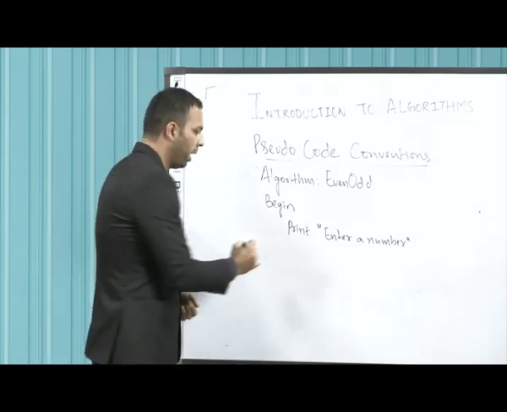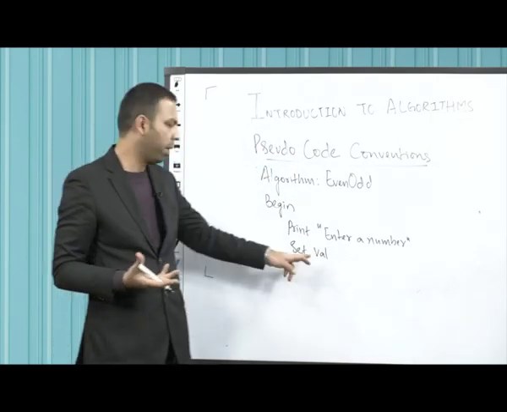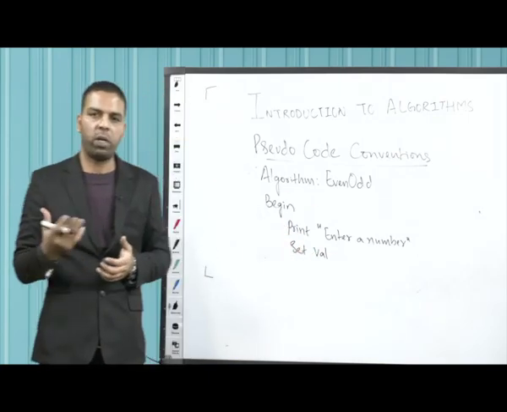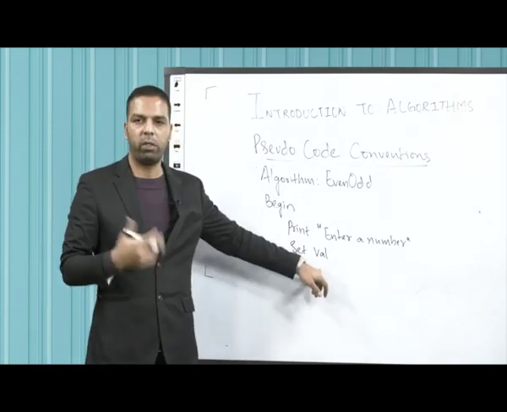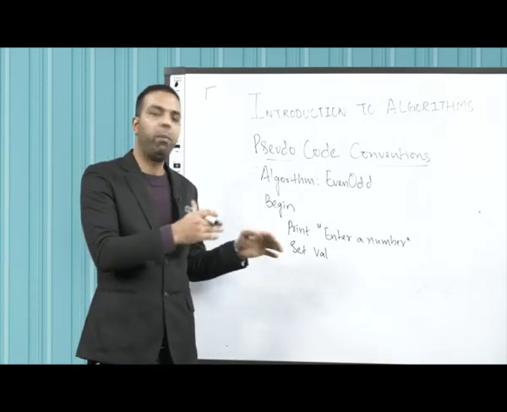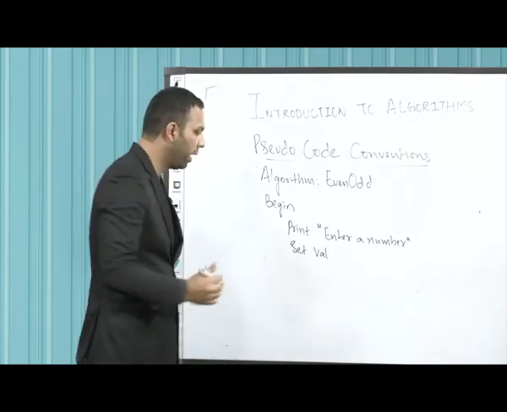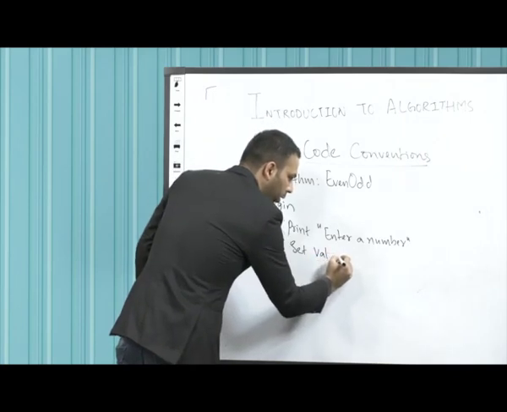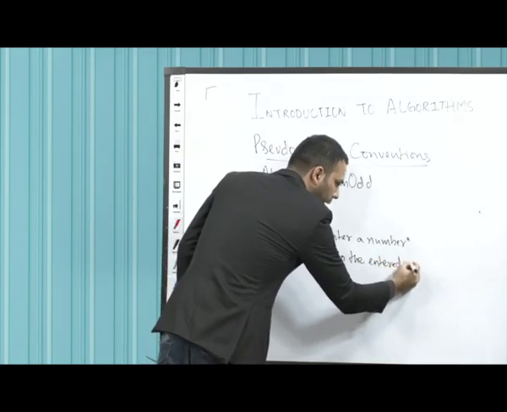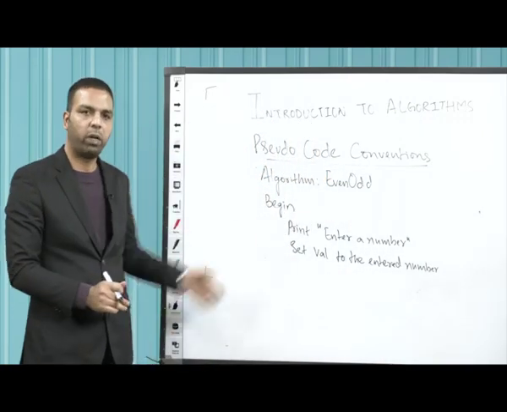Then I'll set val. val is a simple variable, so I don't need to declare it. You might be confused, because if we are using a C program or a Java program, before using this variable we have to declare its type. Because this is an algorithm, we don't go into that detail. That will be when we implement this algorithm as a computer program, okay? So here we'll simply write set val to the entered number. It means whatever number has been entered by the user will be set to val.